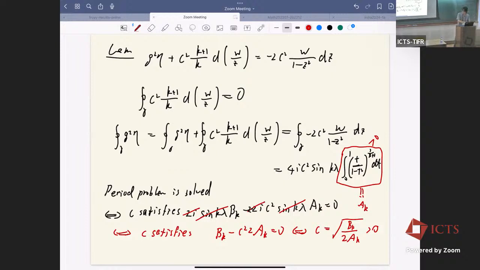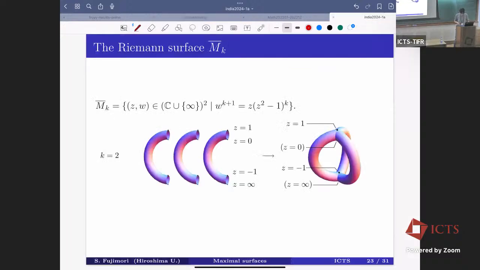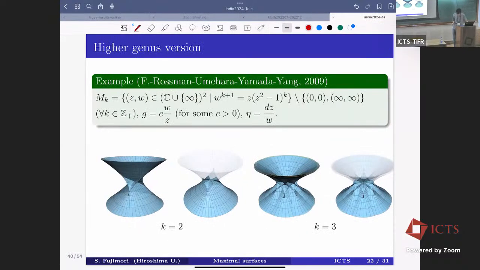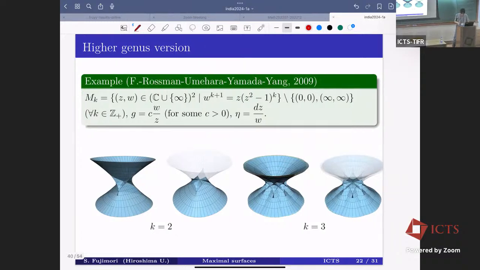And in the minimal surface case, a complete minimal surface with two embedded ends must be a catenoid. So one cannot add a handle to the catenoid, but in this case, we can add handles to the catenoid. So in this way, we can get these surfaces.